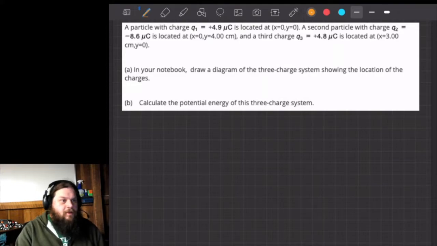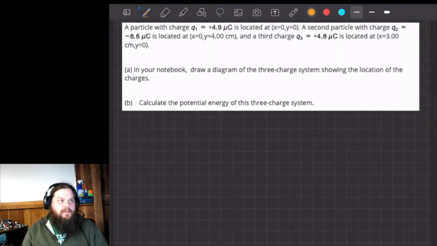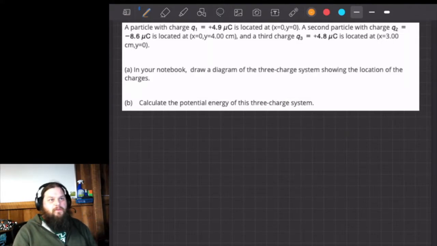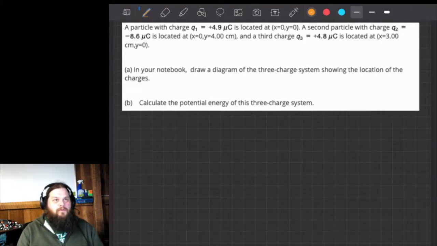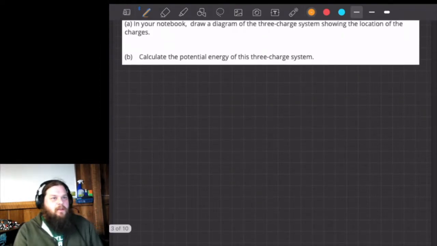So now we look at this problem here. This one's saying that there's a particle with charge Q1 equal to 4.9 microcoulombs, located at the origin. A second particle with charge Q2 equal to negative 8.6 microcoulombs is located at x equals 0 and y equals 4 centimeters. And a third charge, Q3, equal to 4.8 microcoulombs, is located at x equals 3 centimeters, y equals 0. So they want us to draw out this diagram of the 3-charge system and show the location of those.